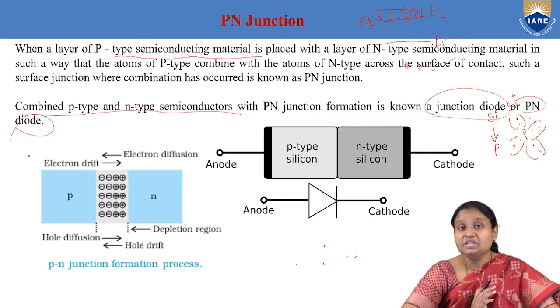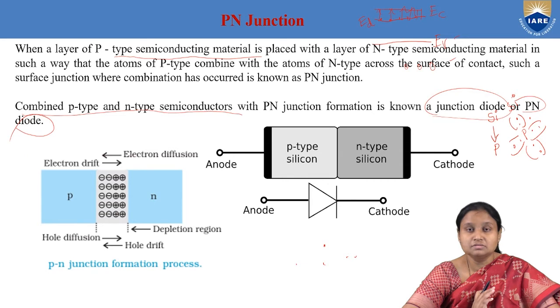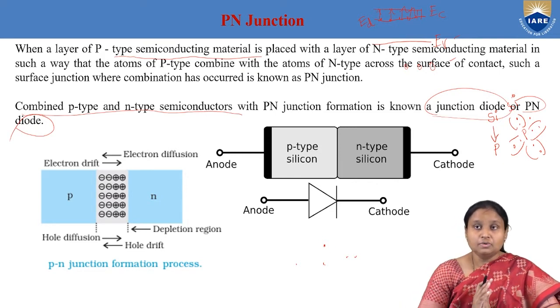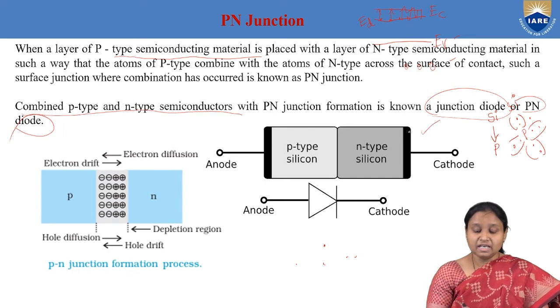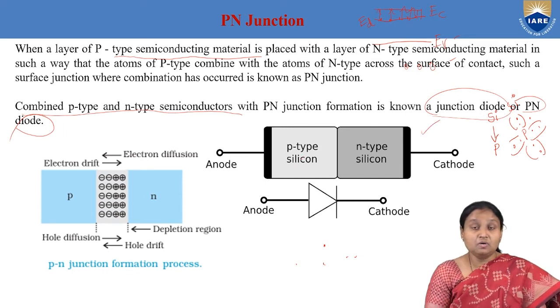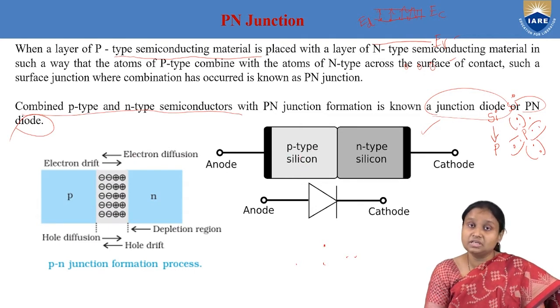So when we combine p-type and n-type semiconductors, that combination gives rise to a junction which is the p-n junction. So it is nothing but a junction diode. It is also called a p-n diode, or simply a diode. So here as you can see in this figure, I have taken p-type silicon. So what do you mean by p-type silicon? Here my base material is silicon. So which intrinsic semiconductor have we taken here? Silicon. To that silicon, I have added trivalent impurities giving rise to p-type silicon.